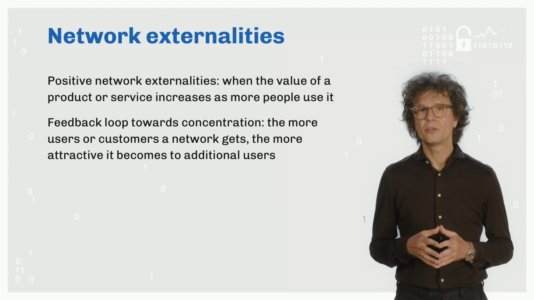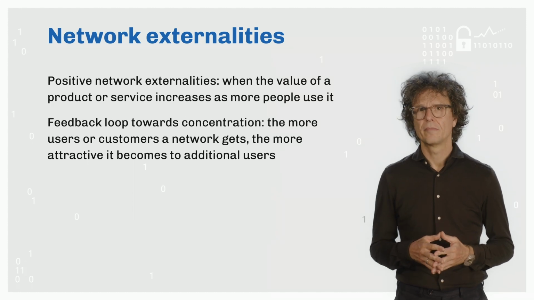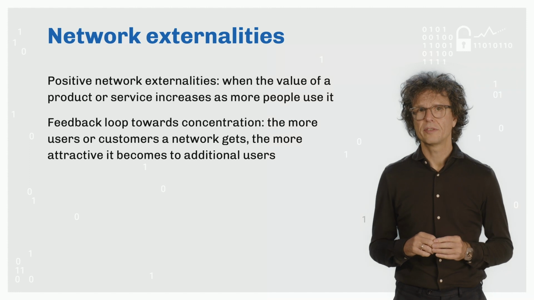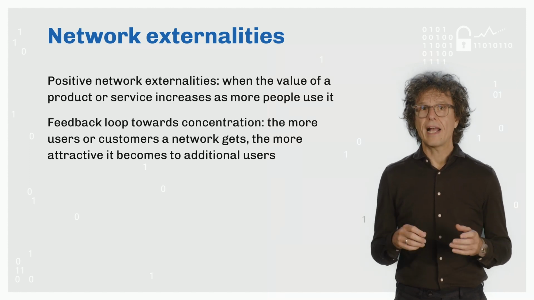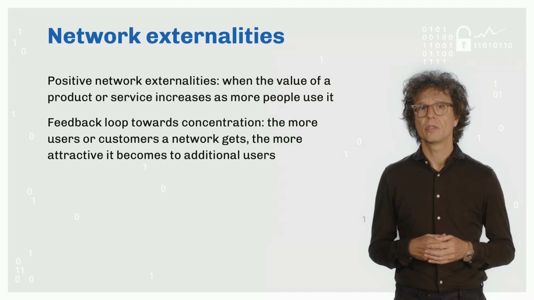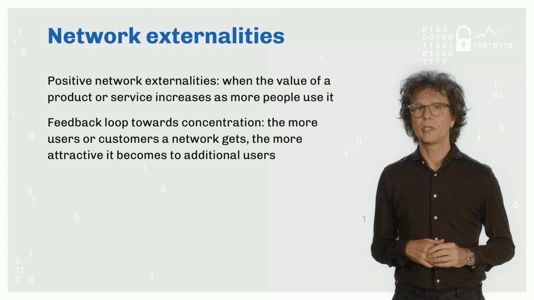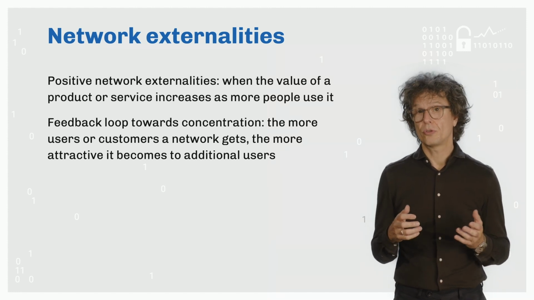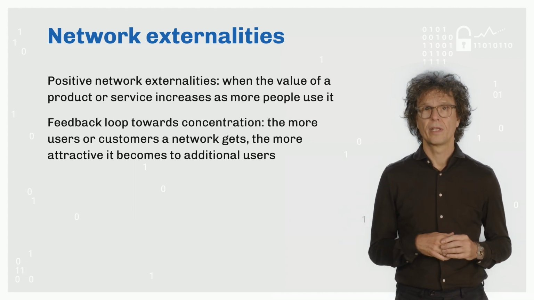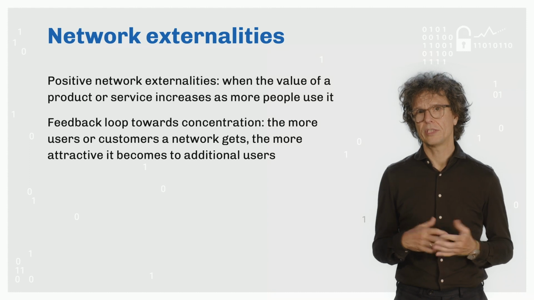The second factor contributing to the rise of market power are positive network externalities. This is when the value of a product or service increases as more people use it. Consider Facebook. Its value to any given user increases as more of their friends join the network. In other words, there are external benefits to others from a user joining. The more users or customers a network gets, the more attractive it becomes to additional users. And this feedback loop can allow the network to pull away from competitors in terms of size.